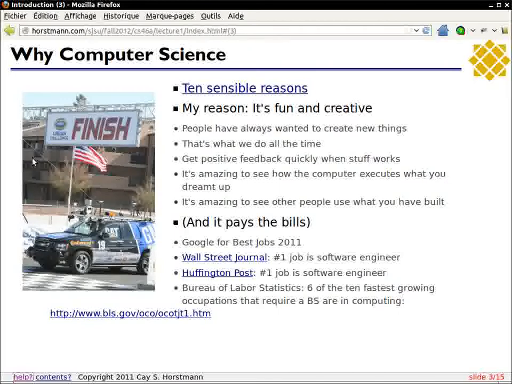But the other thing that makes me get up in the morning and fire up the development environment is that it's a lot of fun. It's a creative activity. One wants to create new things, and as a computer scientist, you can create new things because you're learning these tools where you can build things that didn't exist yesterday that make your life easier, that make someone else's life easier or safer or better.